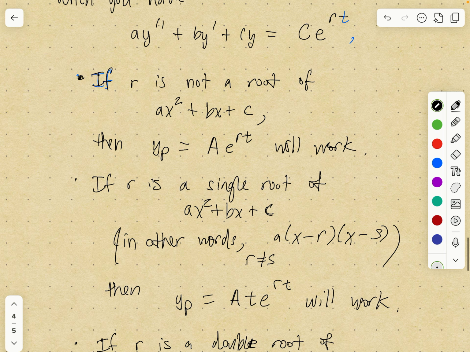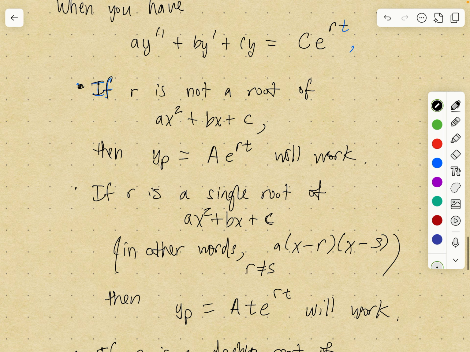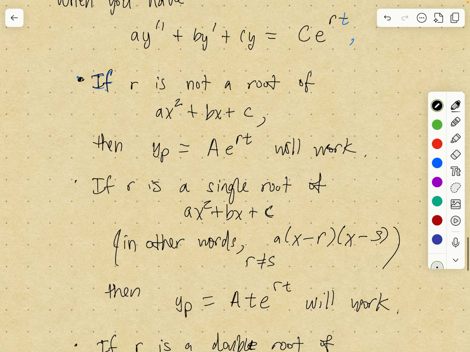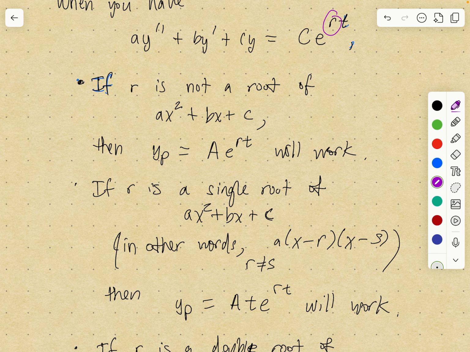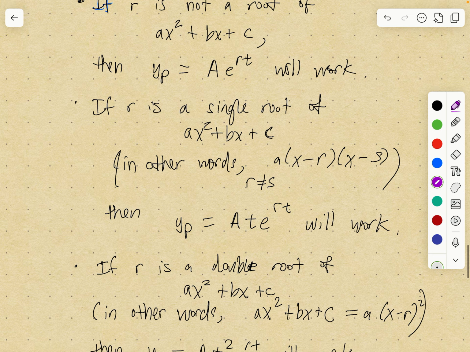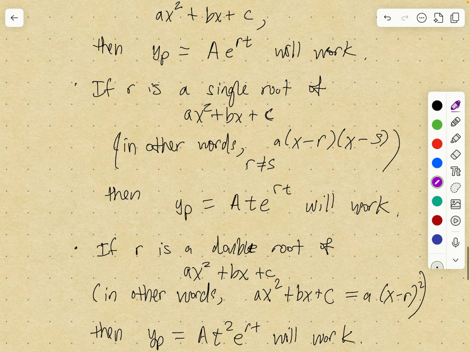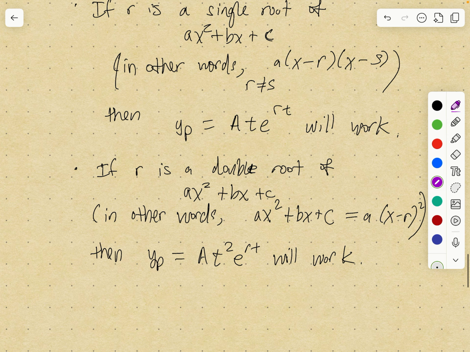So notice that you don't actually have to make any guesses for what's going to happen. The yp that will work depends on whether your r, this r here, is a root. If it's not a root, you don't have to modify your yp. If r is a single root, you have to modify your yp by multiplying by t. And if your r is a double root, then you have to modify your yp by multiplying by t squared.